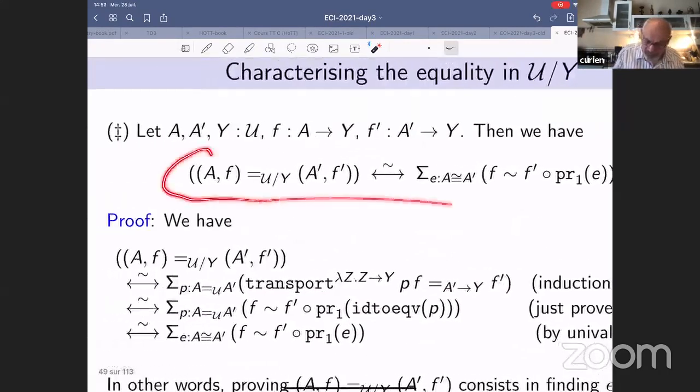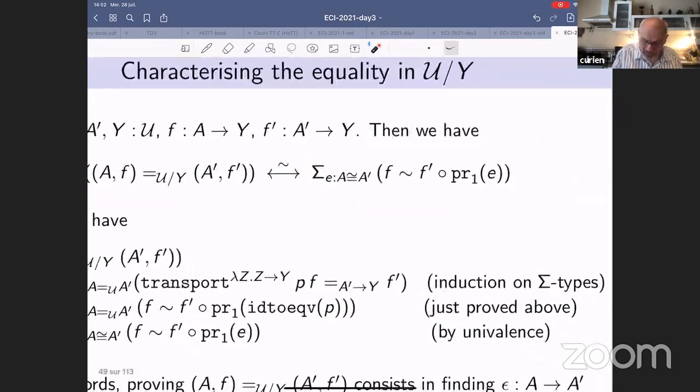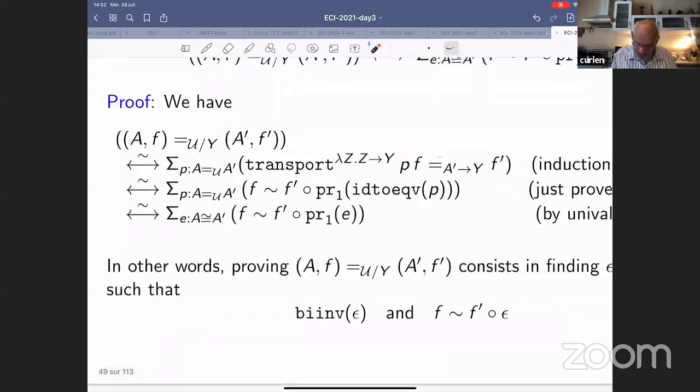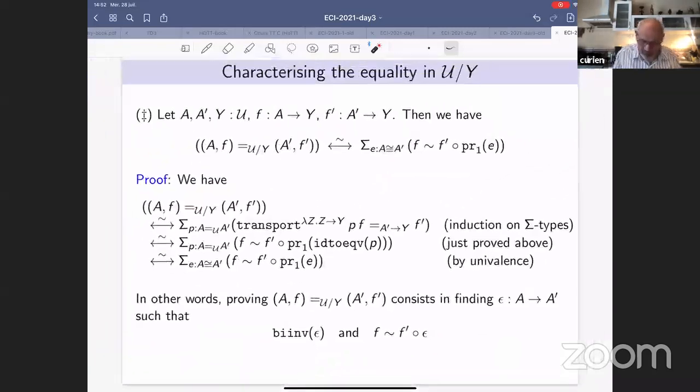So we have this nice characterization of the equality over the type U over Y. To summarize it in more concrete terms, if we want to prove an equality in U over Y between A, F and A prime, F prime, what we need to do is to find a function epsilon from A to A prime, a proof that this function epsilon is bi-invertible, and a proof that F is homotopic to F prime composed with epsilon.